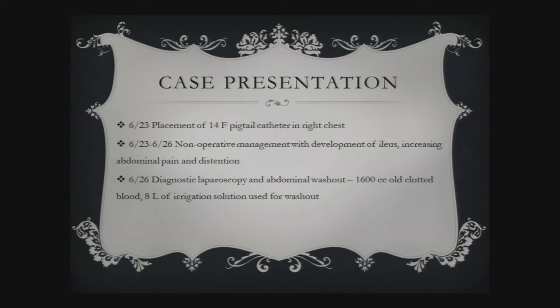What was found was a good deal of old clotted blood, and they used about 8 liters to wash out his abdomen. Then 3 days later, he went and had his fractures fixed. On the second, the chest tube was removed, and they also performed a HIDA scan that showed a biloma, and also was unable to visualize the gallbladder due to the expanding hematoma that was pressing on the cystic duct.